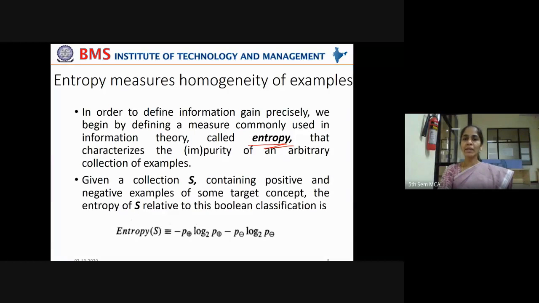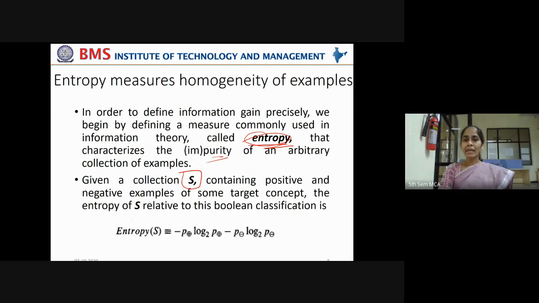Now, how is this entropy calculated? Let us see. In order to define information gain precisely, we begin by defining a measure commonly used in information theory called entropy, that characterizes the purity or impurity of an arbitrary collection of examples. If it clearly classifies all the training examples as per the labels given, then it is called pure classification. But if it is not able to still classify properly, there is some ambiguity in the classification, then we call it impure classification.